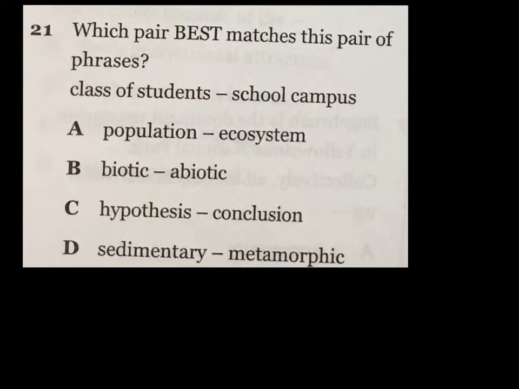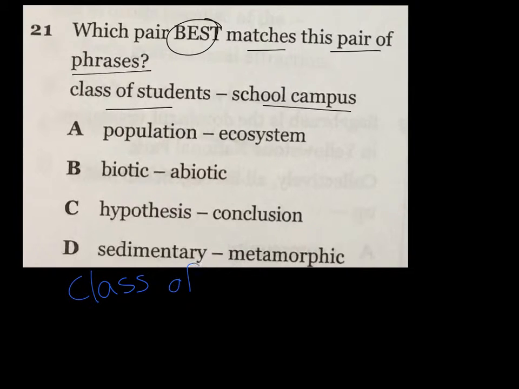Number 21. Which pair best matches this pair of phrases? So we have class of students to a school campus. So class of students. How would you think of a class of students? What makes up a class of students? Okay, some of you are thinking boys, girls, yeah, all that. But what are you all considered? If you look literally at just boys and girls, what are you all called? Are you all plants? What are you? Great job. You're all humans.